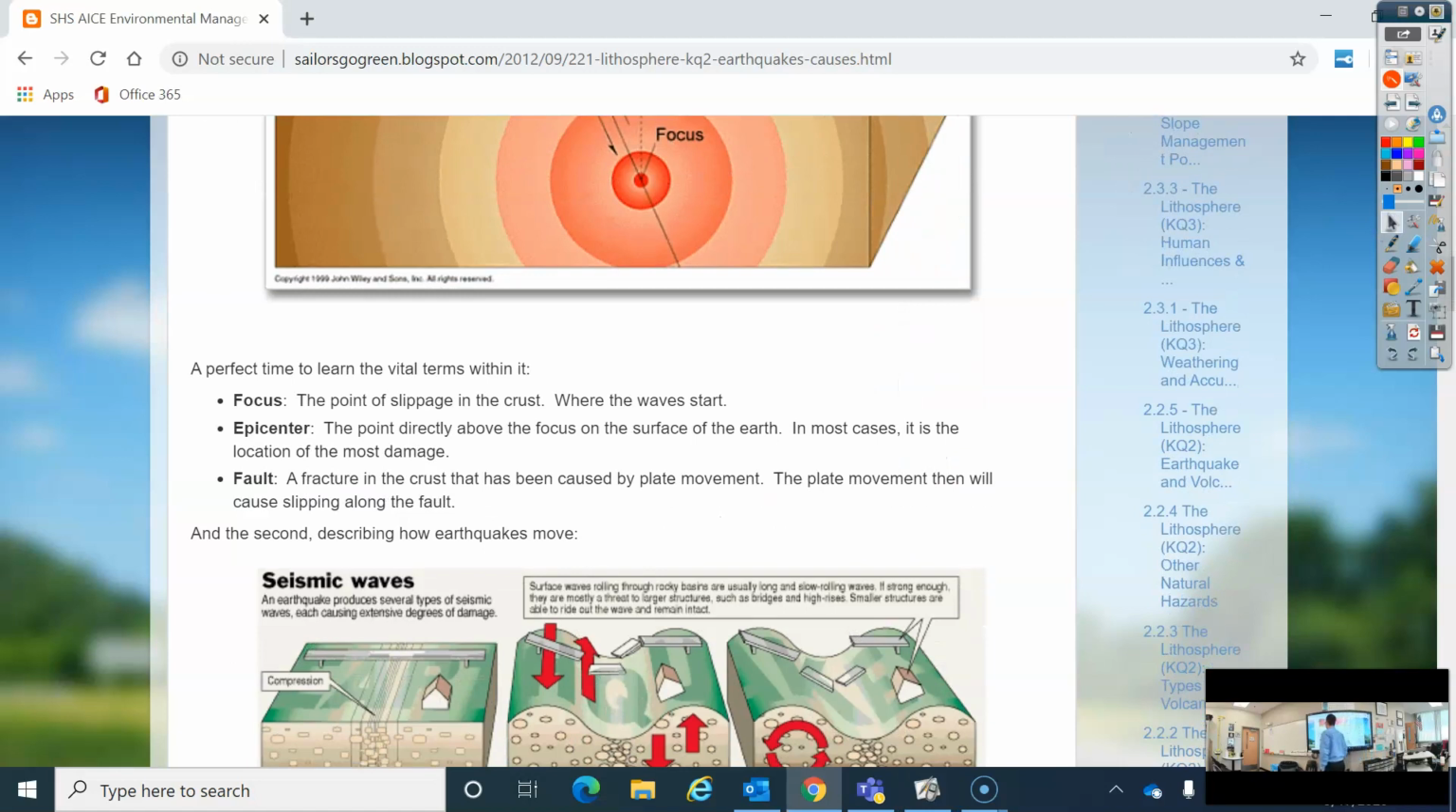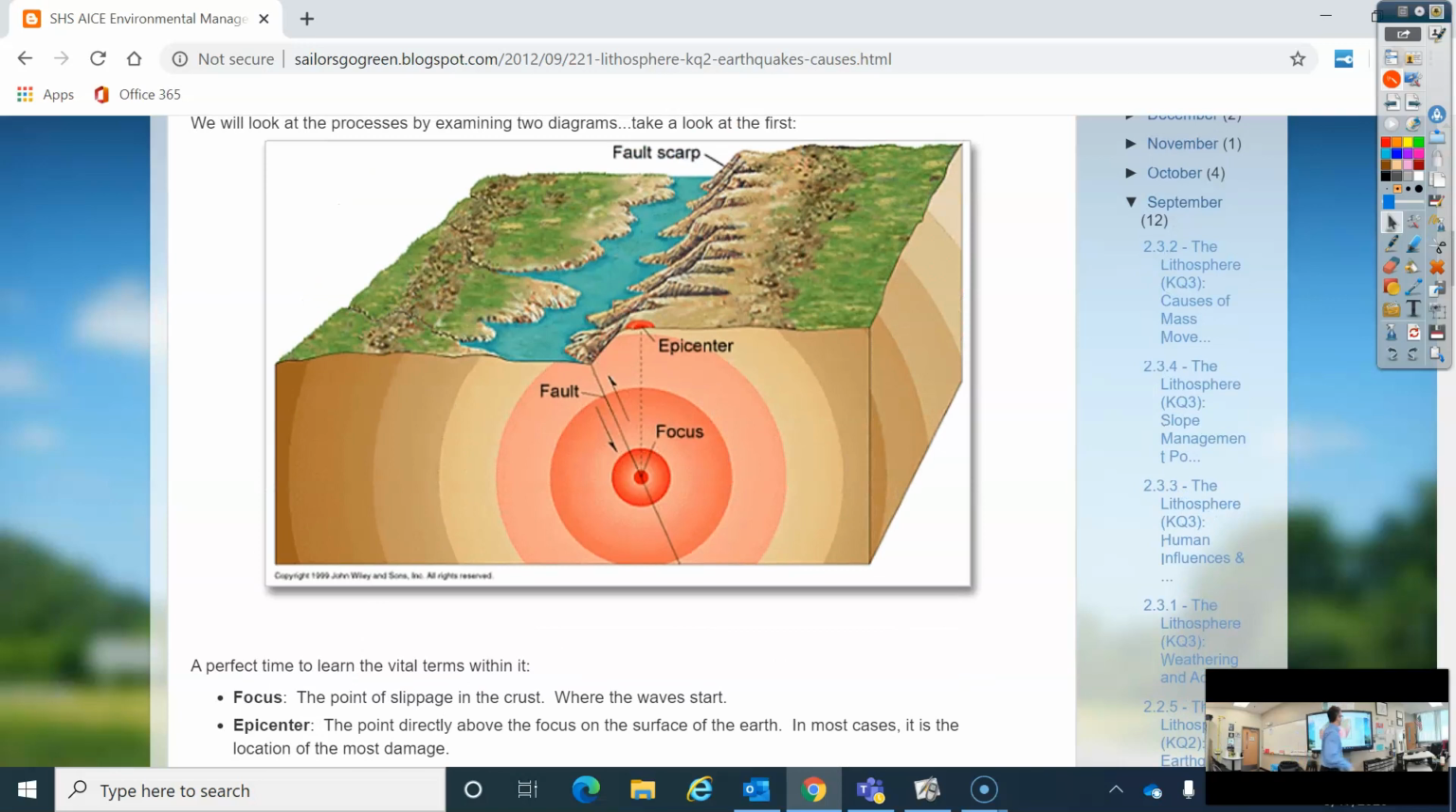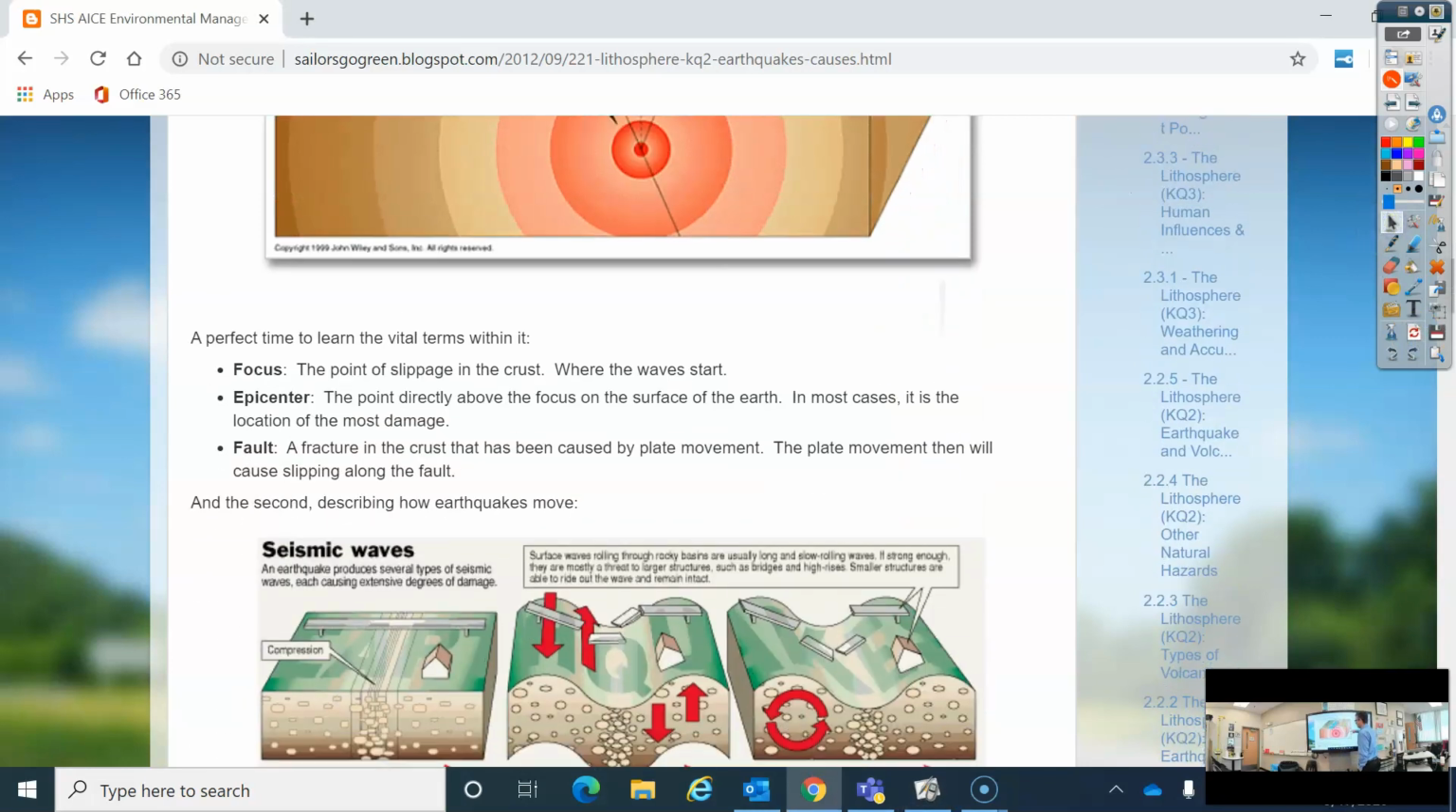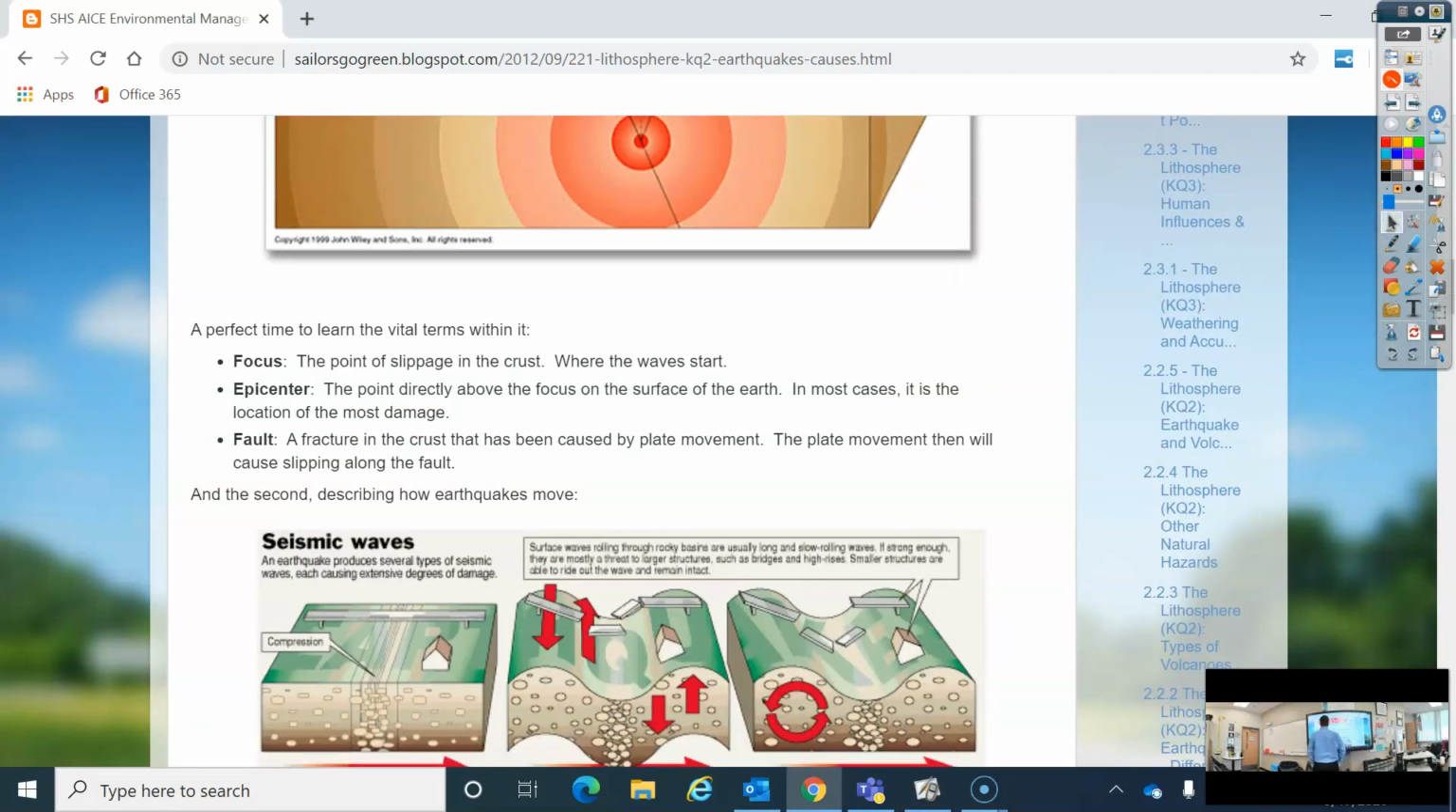So the things that we need to know there are, number 1, focus. The focus is the point of slippage in the crust where the waves start. The epicenter is directly the point on the surface above the focus. It's going to be the point of most damage. And then finally, a fault is a fracture in the crust that's been caused by plate movement. The plate movement will then cause slipping along that fault over long periods of time, like the San Andreas Fault in California. Right?